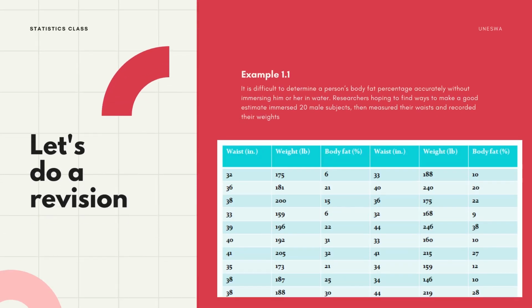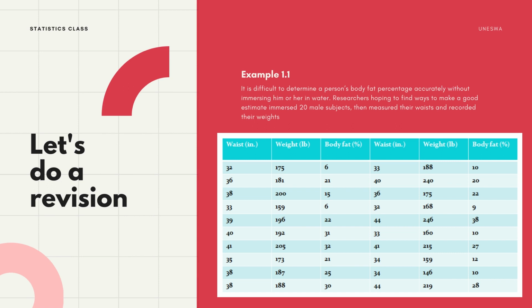Once you have made the effort to go through the stuff that we did last year, this is one example that I would want you to look into. See if you can answer the questions that follow. The question reads: it is difficult to determine a person's body fat percentage accurately without immersing him or her in water. Researchers hoping to find ways to make a good estimate immersed 20 male subjects, measured their waist and recorded their weights. Your measurement of the waist is in inches and your weight is in pounds, for 20 male subjects.